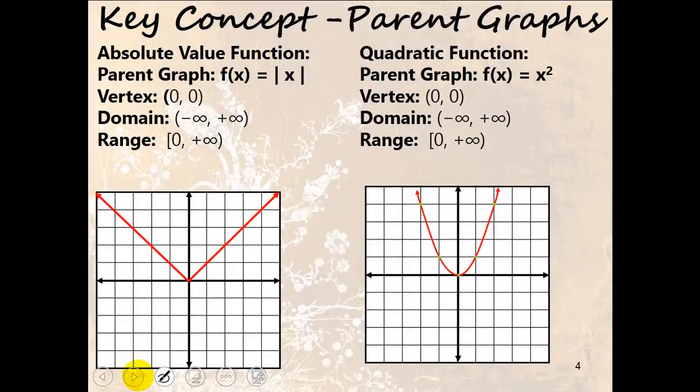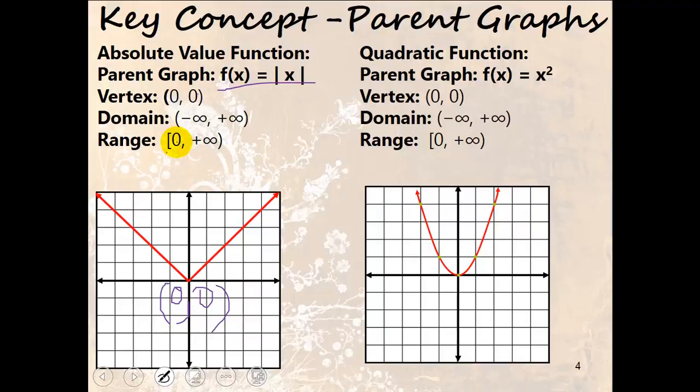An absolute value function, we've been talking about that a lot. The parent graph is f of x is equal to absolute value of x. The vertex is 0, 0. The domain is negative infinity to positive infinity. The range, the smallest y value is 0. So bracket 0, comma, positive infinity.